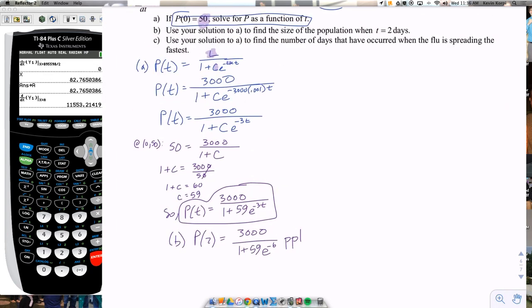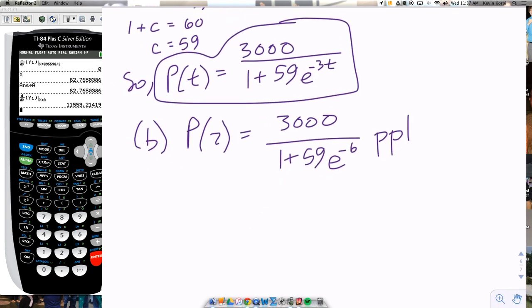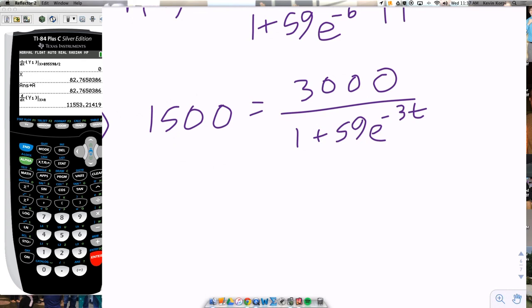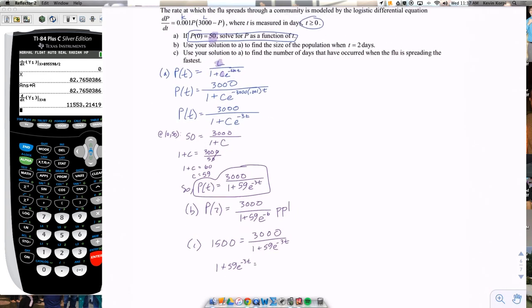Use your solution to find the number of days that have occurred when the flu is spreading the fastest. Okay, the flu is spreading the fastest when the population is what? Half of the carrying capacity, which is 1,500. So if you set 1,500 equal to your model, 3,000 over 1 plus 59 e to the negative 3t, could you just stop there and put units on it like we did up above? No, you actually have to solve. So we're going to do the same little trick here. I'm going to multiply both sides by 1 plus 59 e to the negative 3t, and I'm going to divide through by 1,500.